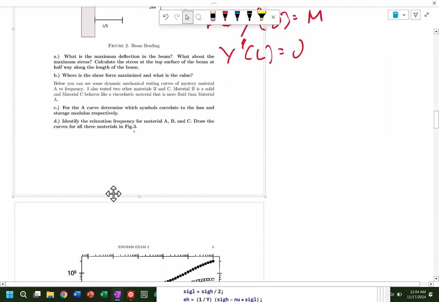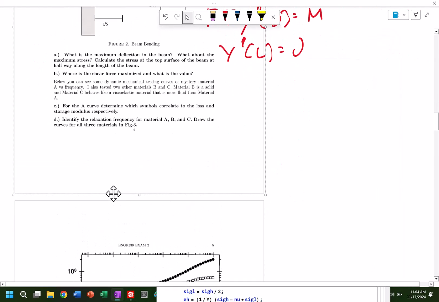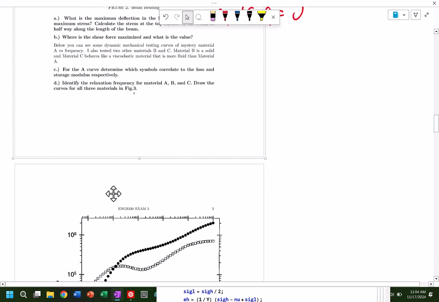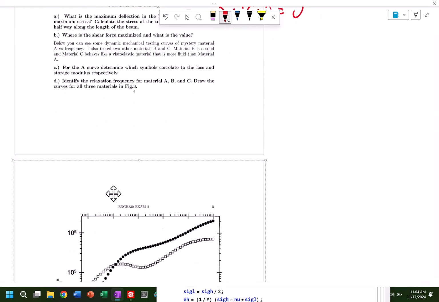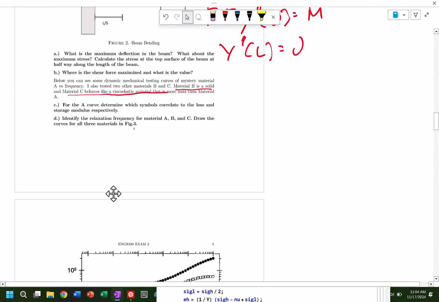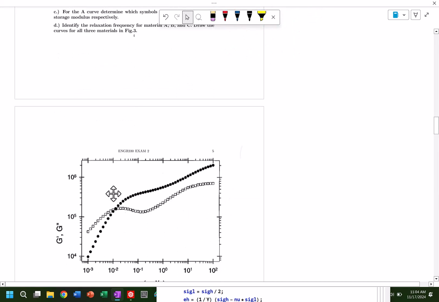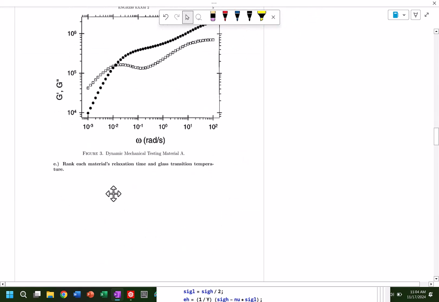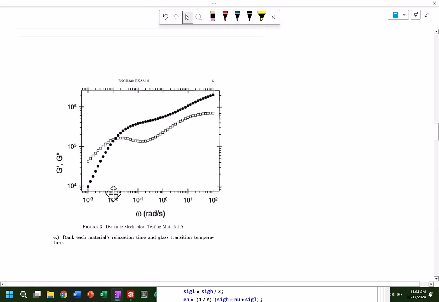Fantastic. Below, I can see some dynamic mechanical testing curves of material A versus frequency, and two other materials, B and C. B is a solid. C is viscoelastic that is more fluid than A. So, identify what symbols correspond to what relaxation frequencies, draw the curves of the material in figure 3, and rank the materials' relaxation time and glass transition temperature.